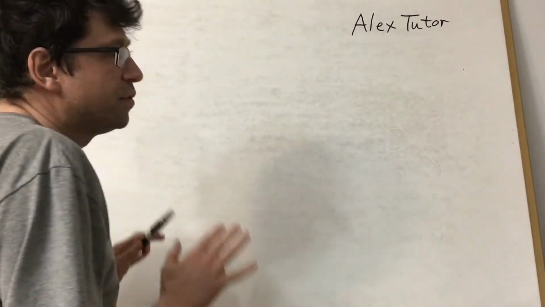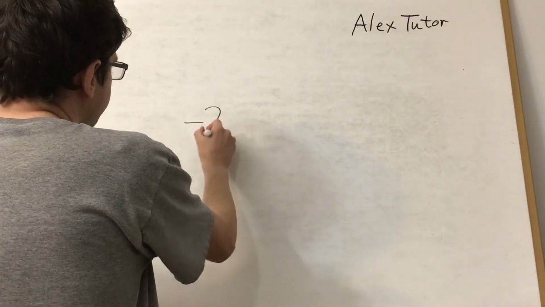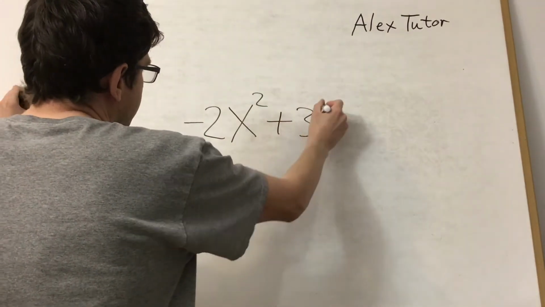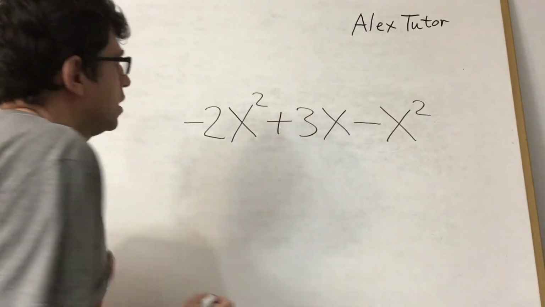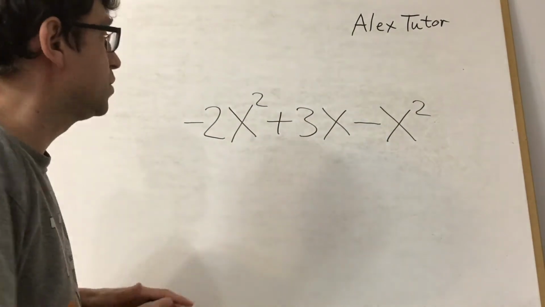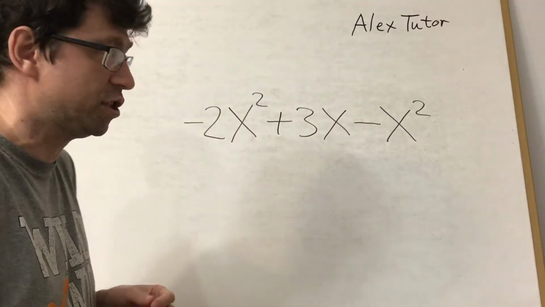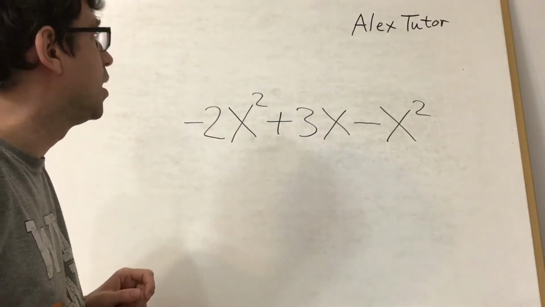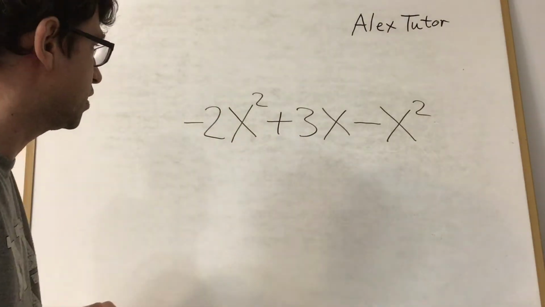Now let me give you an example. Let's suppose I have negative 2x to the power of 2 plus 3x minus x to the power of 2. And I am asked to combine like terms, to simplify it, to make it shorter. Of course, I cannot solve this expression. It's unsolvable because I don't know the value of x. But I can combine like terms, I can simplify this expression.